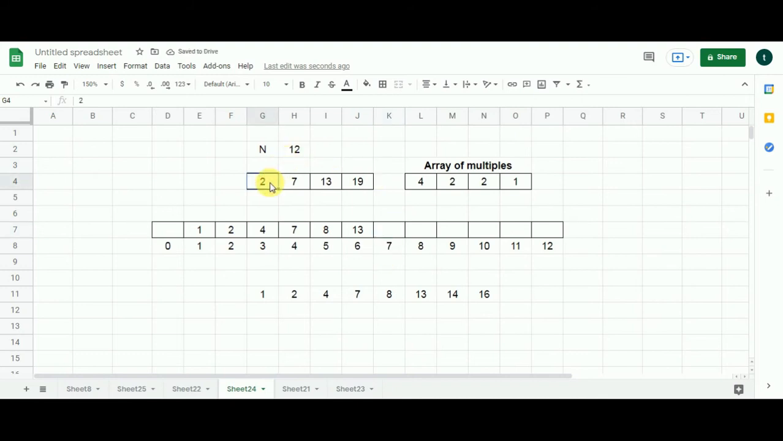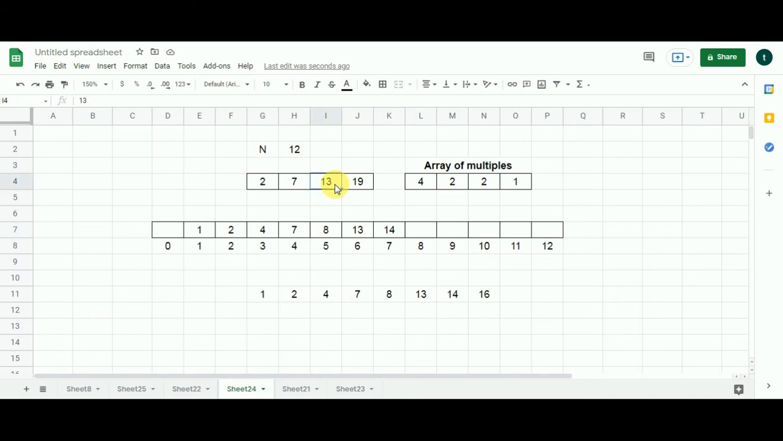Now we are going to start with 2. Here the index is 4. Value at index 4 is 7. 7 multiplied by 2 is going to give me 14. So I populate 14 in this cell. Now we have 7 as the second number in the array of primes. Here the index is 2. At 2 we have 2. So 7 multiplied by 2 is going to give us 14 again. 14 is already present over here, so we are not going to replace it, right?